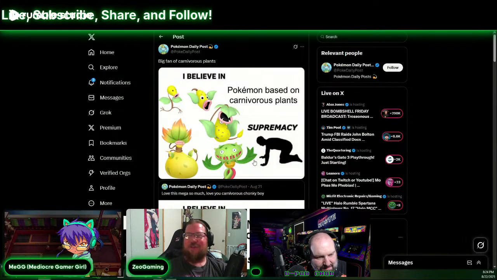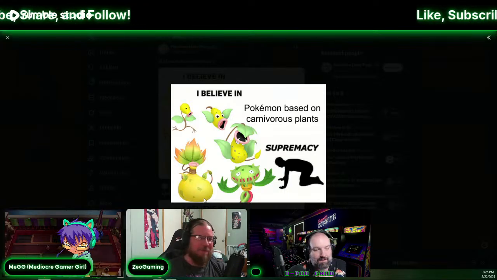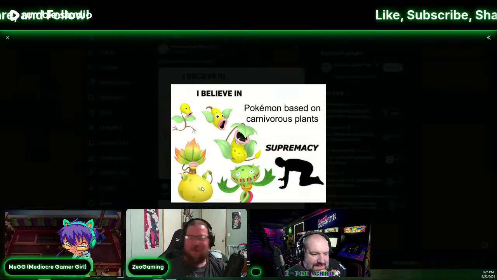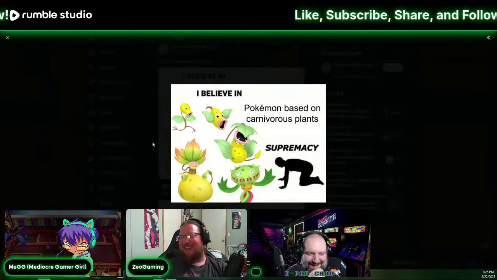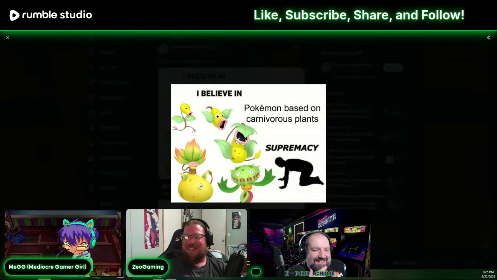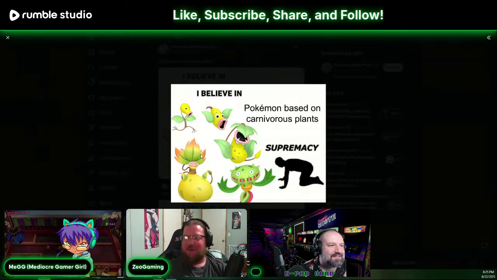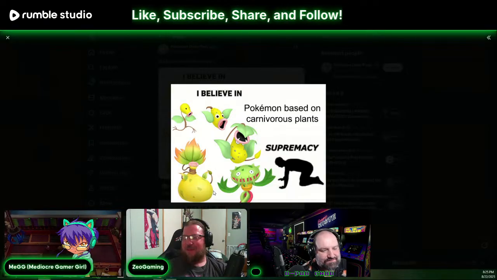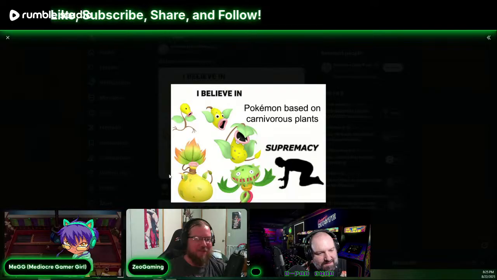So you also got Victreebel. This is the Mega Evolution of Victreebel. Somebody commented, I imagine this is what a vasectomy looks like. But yeah, this is apparently Mega Victreebel, which I'm sure is not going to find any play whatsoever. It looks like a bomb bag that is choking itself.